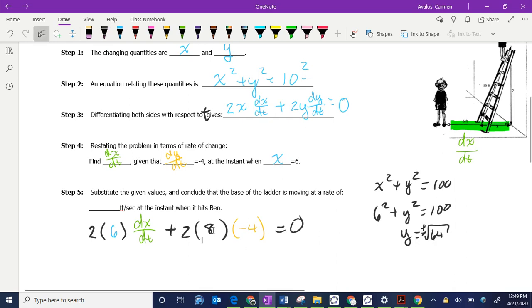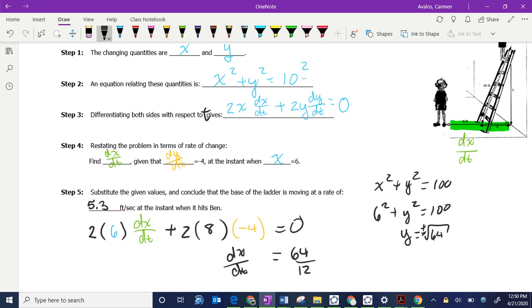It's 8. So notice how this is going to give us a negative because it's a negative 4 because it's falling, but when we move it over, we know it's going to be a positive 64, and this gives us 12. So dx over dt is going to be 64 over 12. So you could reduce that to 16/3, or when we put it in the actual solving part, it's going to be 5.3 feet per second.